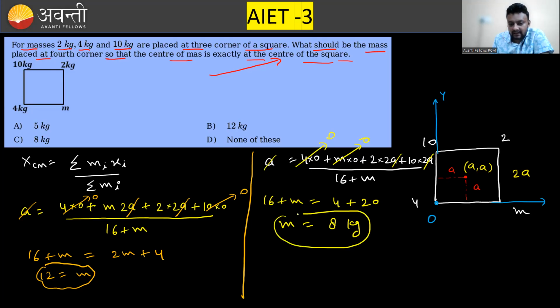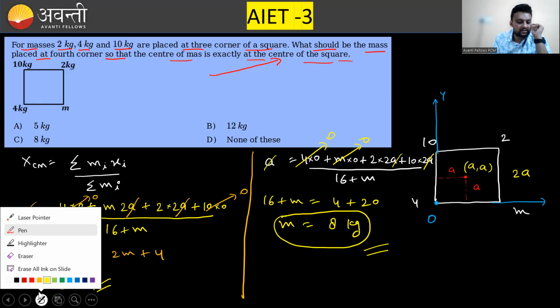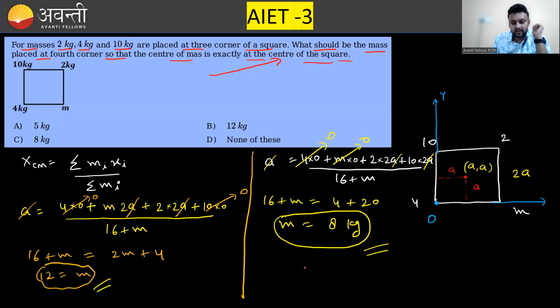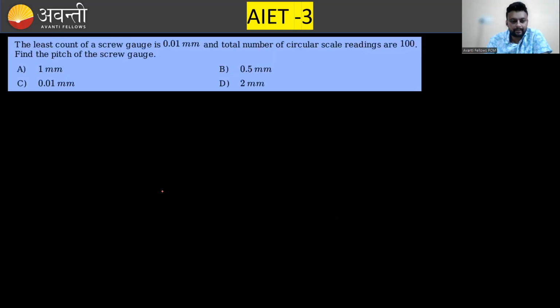That means using the x coordinate of the center of mass it is coming as 12 kg, and here it is coming as 8 kg. That means this situation is not possible, because we can't get two answers for the same question. We can't say that 12 kg can be put or 8 kg can be put. So the situation is not possible. And if not possible, the answer is D. Clear? I hope it is clear. No problem with that. Moving further to the next question.